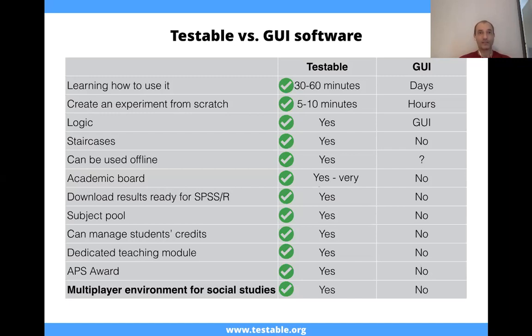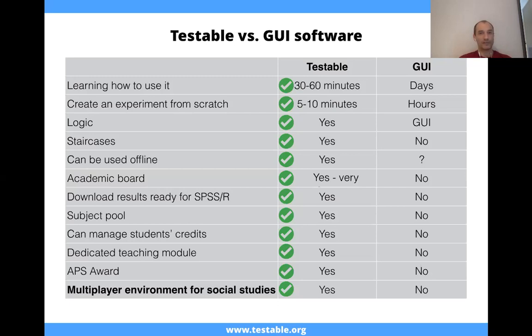When it comes to creating an experiment from scratch, it takes you between 5 and 10 minutes with Testable, and may take you even hours with the other software. Sometimes it's faster, but still it takes you like 20-30 minutes with the other graphical user interface software. You have logic. You also have staircases. Most of the other software out there doesn't offer an out-of-the-box solution for staircases. Testable can be used offline as well. Some of the others, yes, others, no.